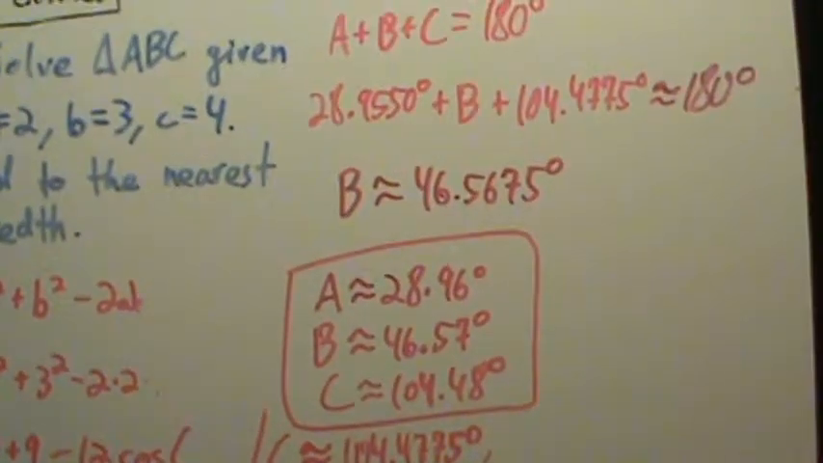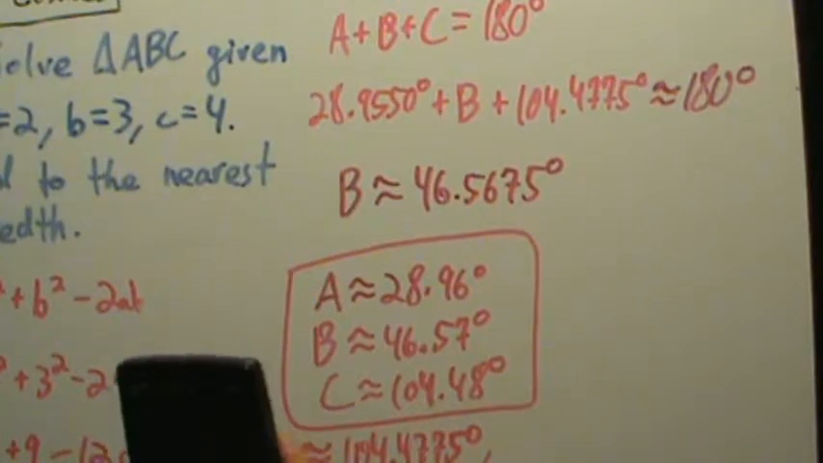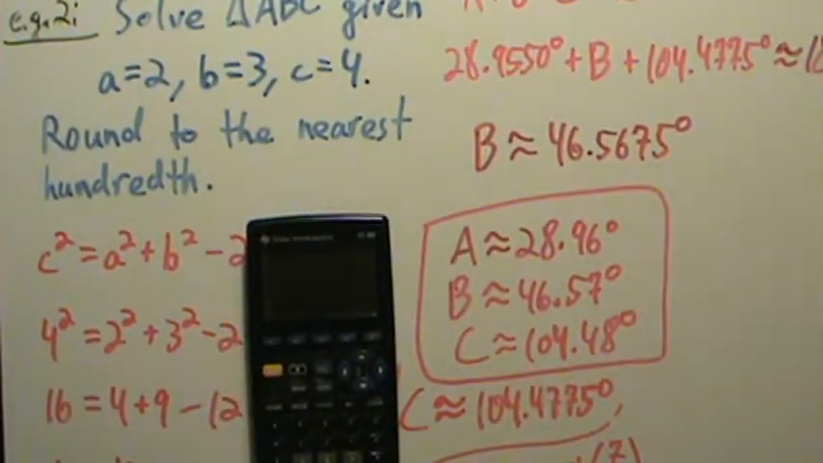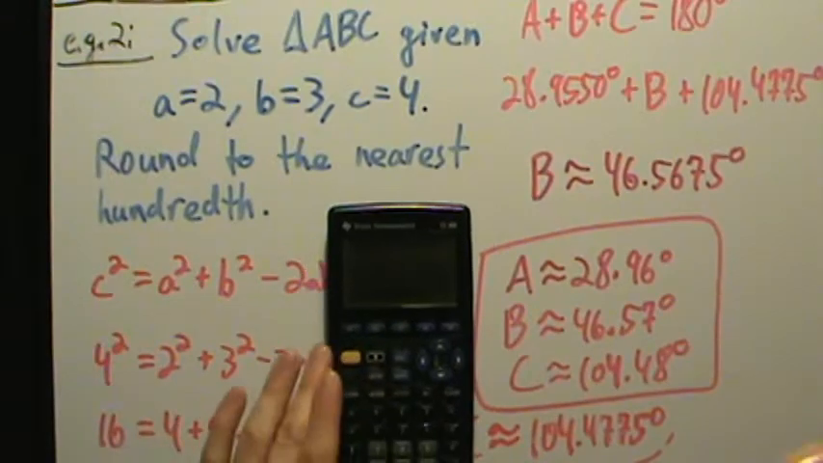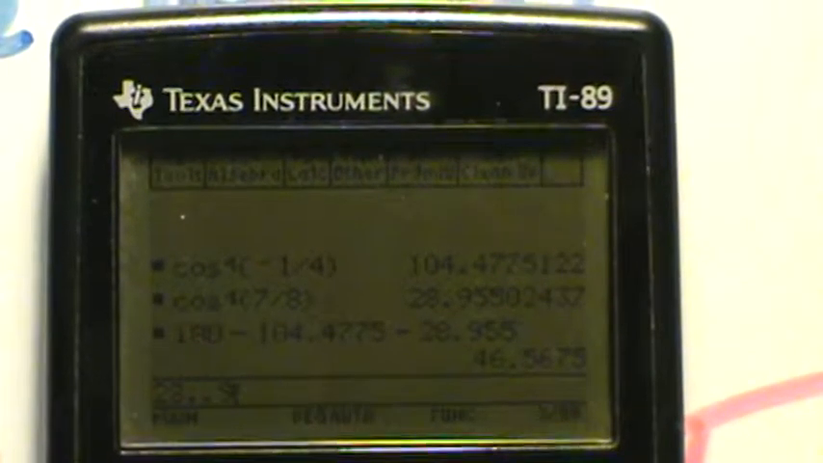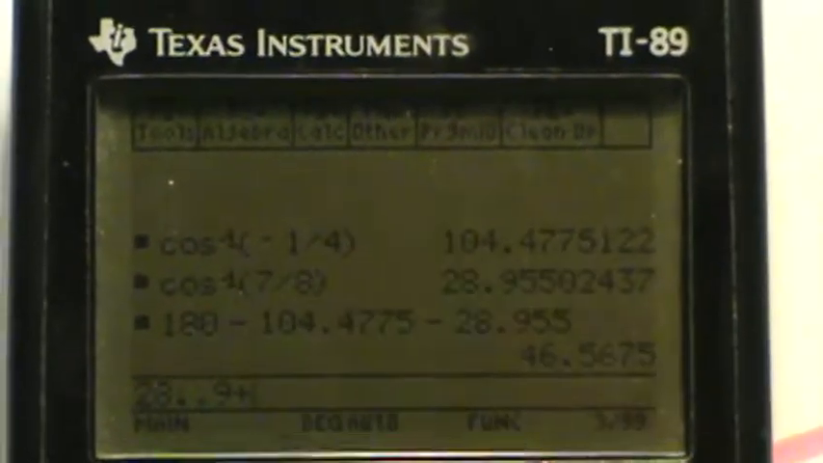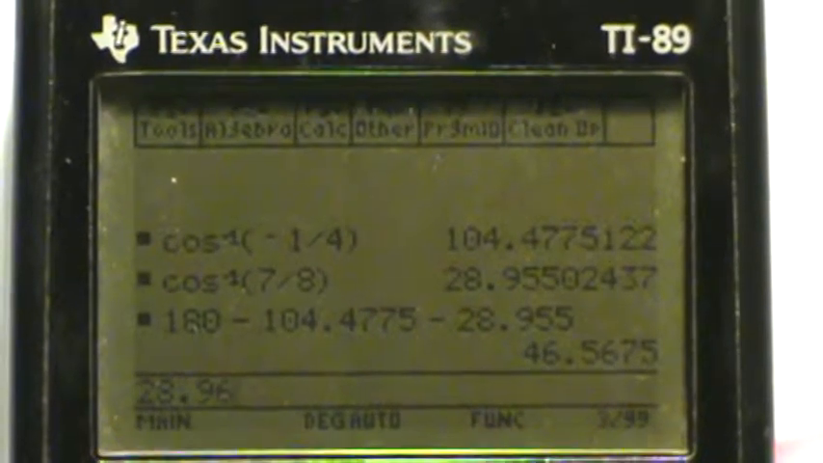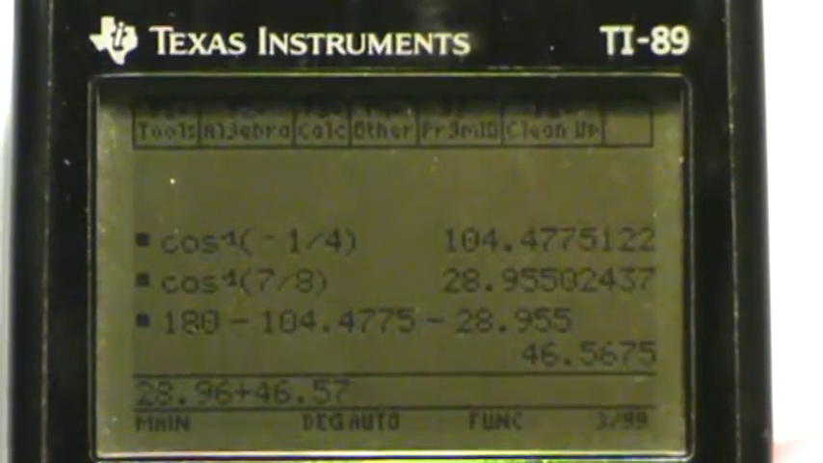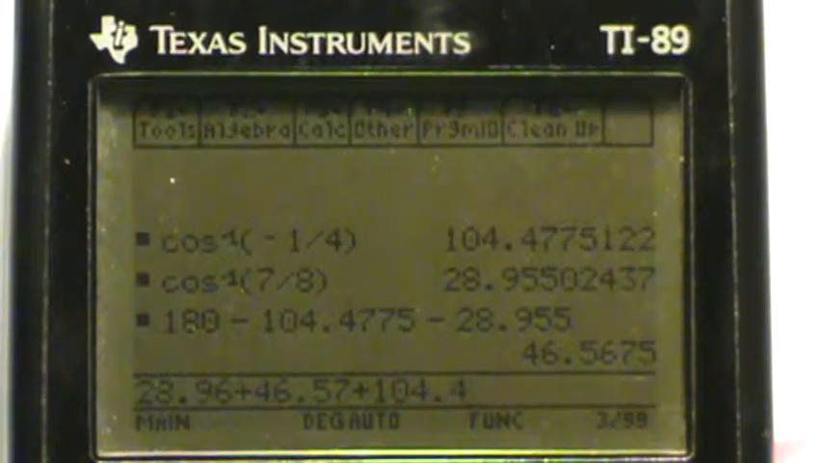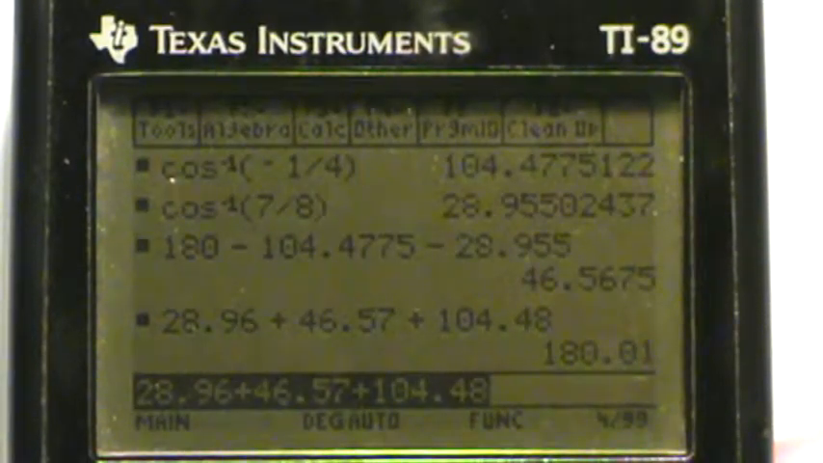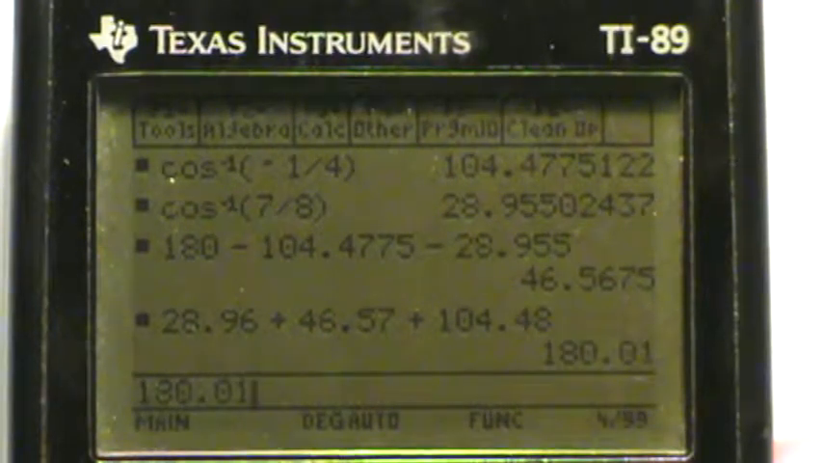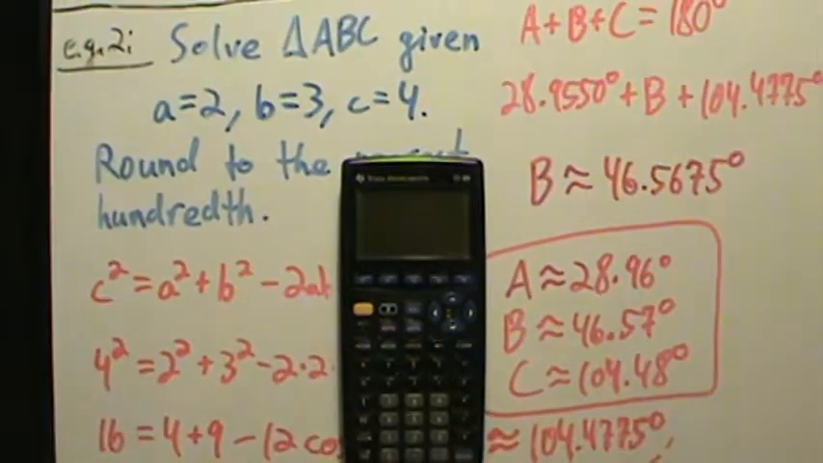Now, I do want to point something out. What happens if we add up all three of these? So let's add up all three of these rounded answers here. A we had was 28.96, plus 46.57 degrees, plus 104.48. So notice they all add up to 180.01, right? If you add up all three angles in a triangle, it should be 180 degrees, but here we have 180.01.